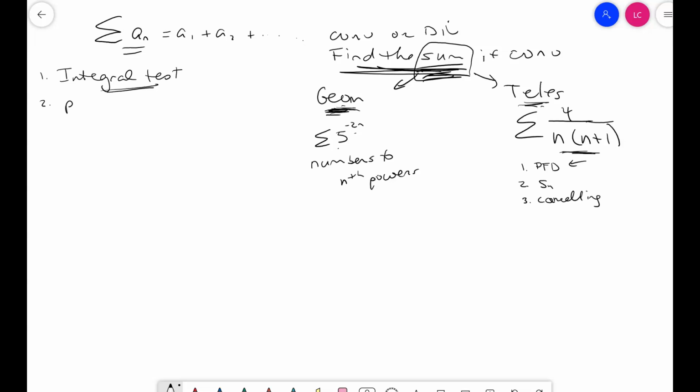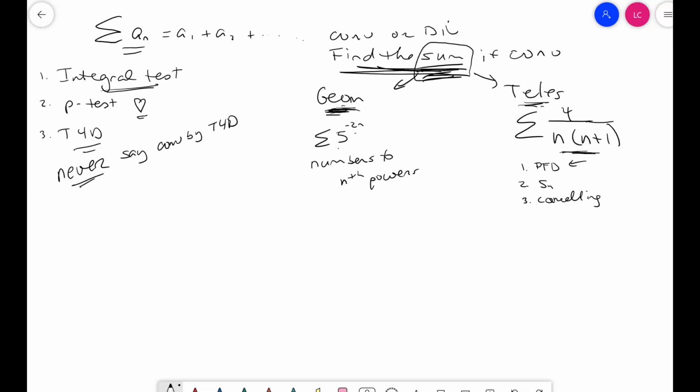Two, we've got the p-test. We love the p-test. It's so easy to use. We're going to use it a lot. And then the third thing would be test for divergence. So test for divergence is testing to see if it diverges. Remember, you never, ever, ever say converge by test for divergence.